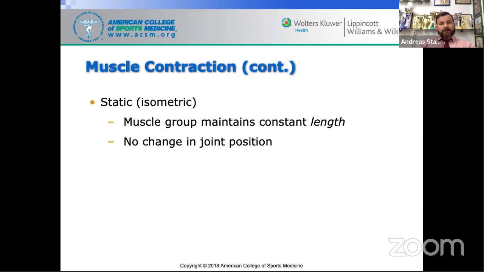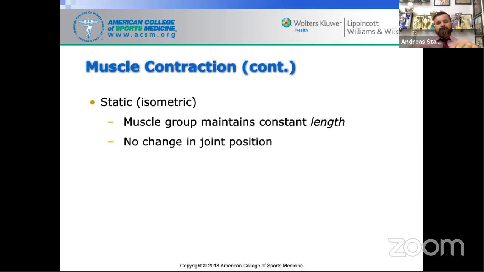What kind of contractions can we have? We can have isometric, static, right? It's like you're doing a plank, a wall sit, or anything. Like you just grab two dumbbells and you do a lateral raise and you just stay there. What's the key term here? Length. The length of the muscle doesn't change. You contract it and you stop. It doesn't change. So it's isometric, it's static.